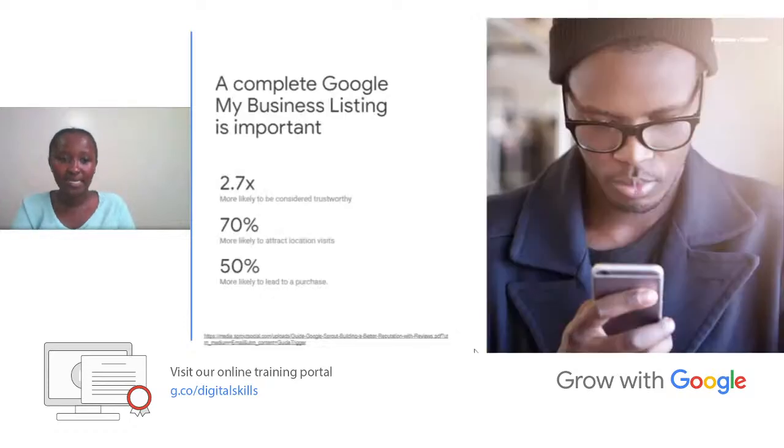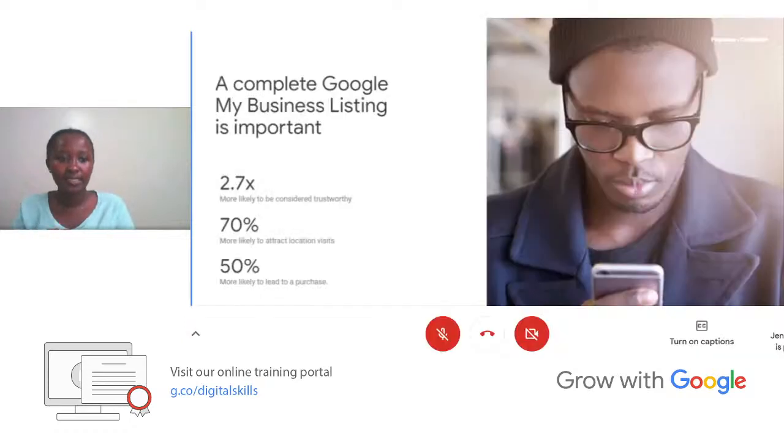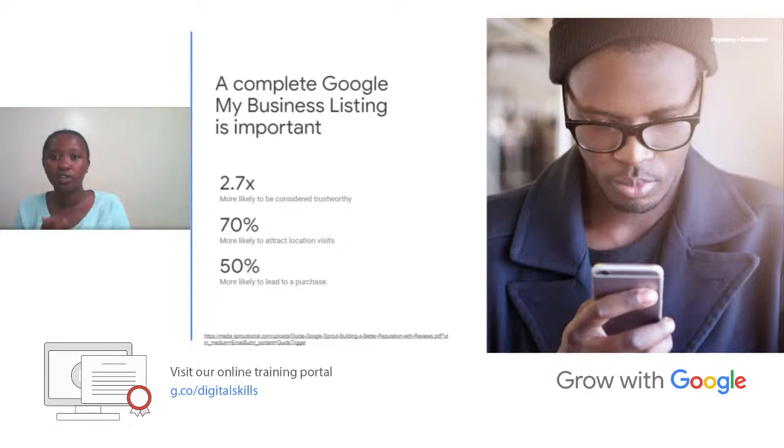So a complete Google My Business listing is important. As I said, don't leave your listing empty. Don't leave your listing at like 20%. Ensure that you have completed your listing up to 100%. Having a complete Google My Business listing is important. Research suggests that a complete listing is 2.7 times more likely to be considered reputable.